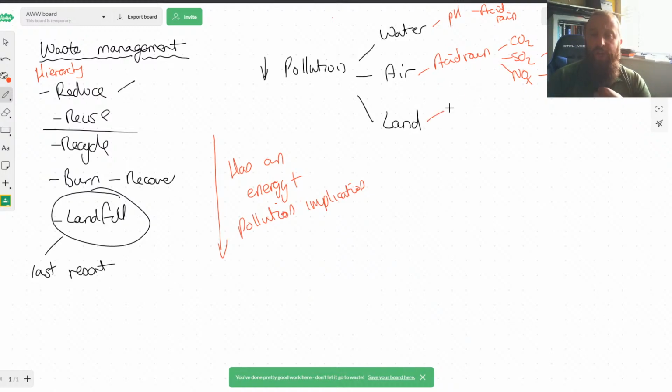Land pollution, we're generally looking at pollution of soil. So this could be pH. This could also be heavy metals, because they're toxic to most creatures, to humans as well, and to animals. So if we get too many of those leaching in, and a lot of that will come from landfill. What else can we have in there? We can have other various chemicals.